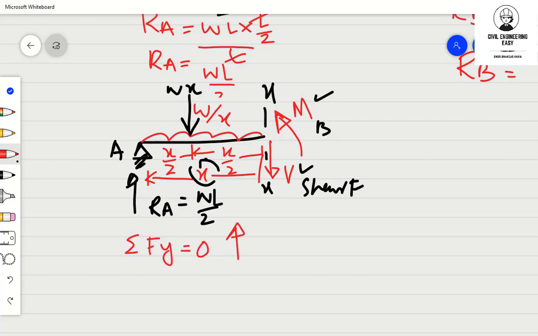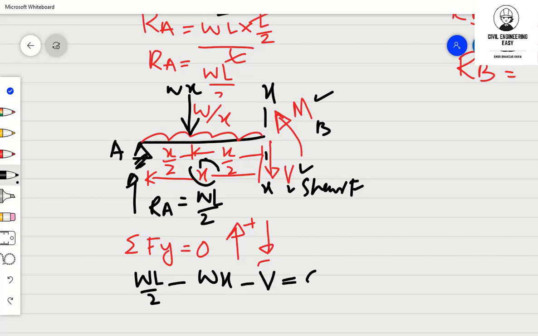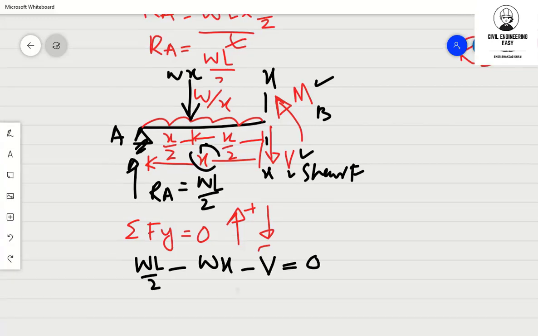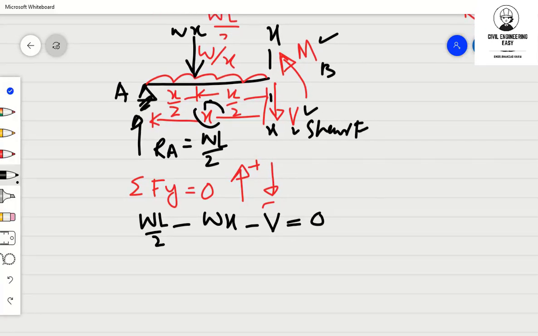By sign convention, we will take the upward forces as positive and the downward forces as negative. So here the upward force is WL divided by 2 and the downward force is WX, and another force there is the shear force acting downward. So the algebraic sum of all these forces must be equal to 0. So by calculation, we will get the shear force that will be equal to WL divided by 2 minus WX.